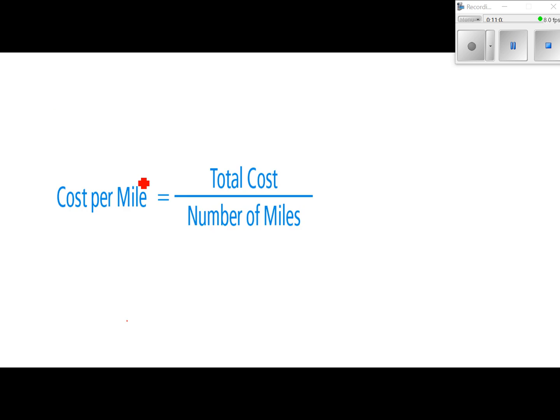Cost per mile. If we're renting a car, the cost per mile is the total cost of renting the car divided by the number of miles that you put on it. Again, in this total cost, you're going to have to add up all the stuff that goes into it. That could include the cost for miles that you put on it, the cost for the insurance, whatever it happens to be. And then we're going to divide that by how many total miles you put on the car.